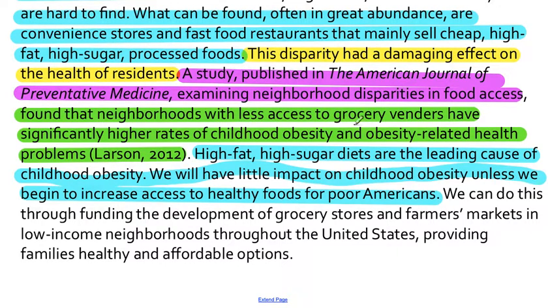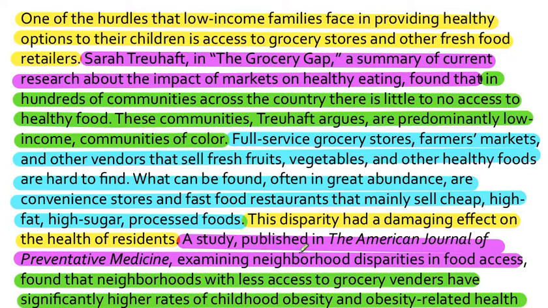I'm going to end with my concluding sentence, connecting it back to my larger claim, right? My central claim in this speech is that we need to do something to advocate for childhood obesity, which is found predominantly in low-income neighborhoods. We can do this through funding the development of grocery stores and farmers markets in low-income neighborhoods throughout the United States, providing families healthy and affordable options. So I have both in this paragraph proved to you my topic sentence as well as supported my central claim. So you're going to need to do that in each of your body paragraphs.